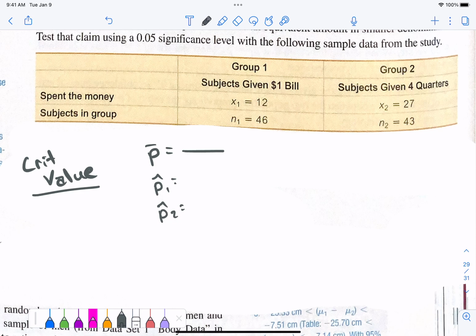Okay, if you're struggling, P bar, the formula. If you don't have this written on your sheet, you need it because I know I ask you this tomorrow. It's X1 plus X2 over N1 plus N2. Okay, that's your P bar. That's how you find P bar.